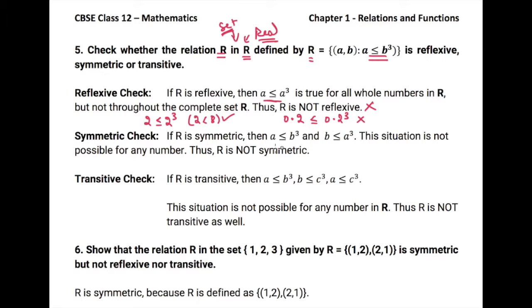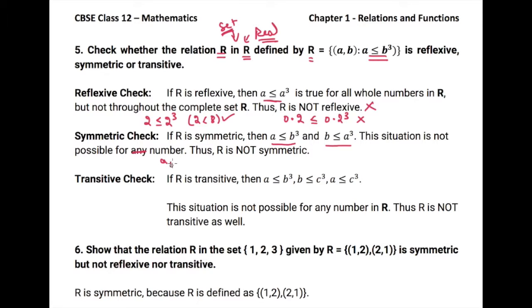Let us do the symmetric check. If R is symmetric, then a ≤ b³ is true and b ≤ a³ should be true. This situation is not possible in R, thus R is not symmetric. Of course, this is not for any number; this situation is not possible for many of the numbers.